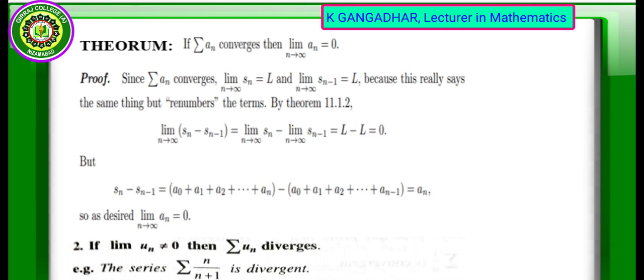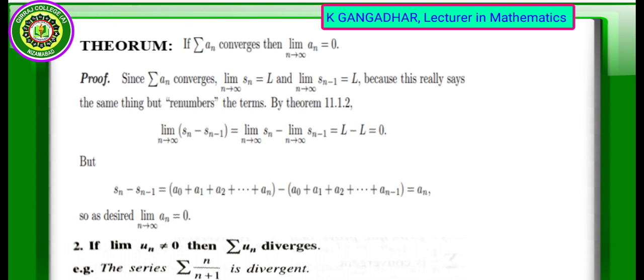So limit n tends to infinity an equal to 0. In the previous step we know limit n tends to infinity Sn minus Sn minus 1 equal to 0, and that value we get is an. So we say that limit n tends to infinity an equal to 0. Therefore, if sigma an series is convergent, then limit n tends to infinity an equal to 0. Here the converse of the statement need not be true.